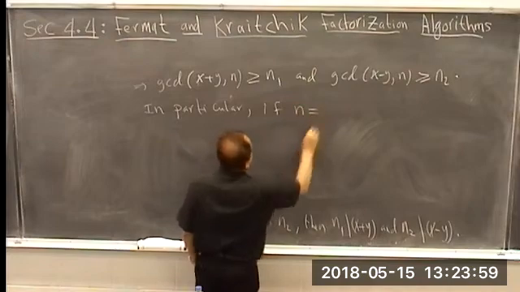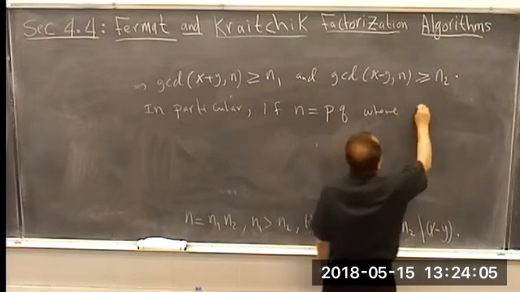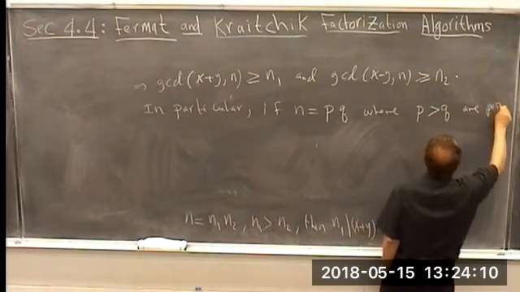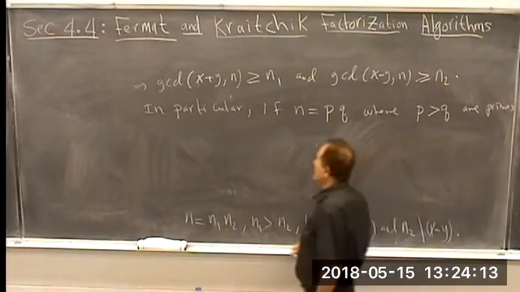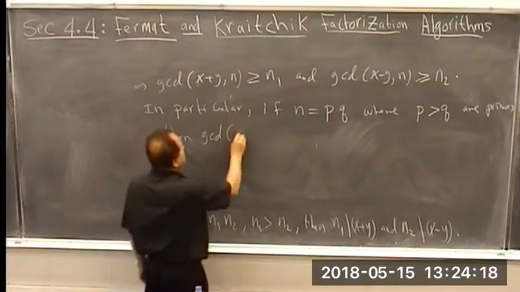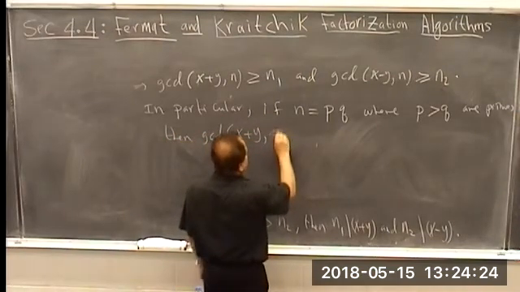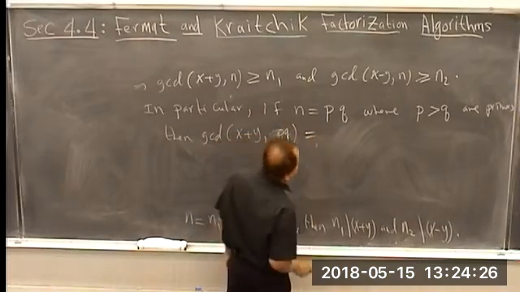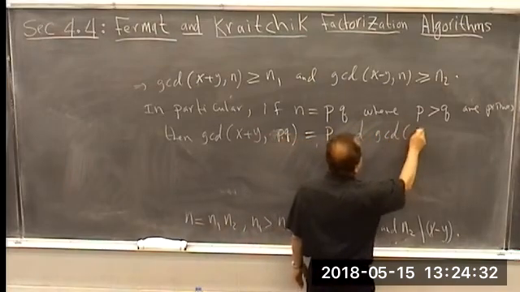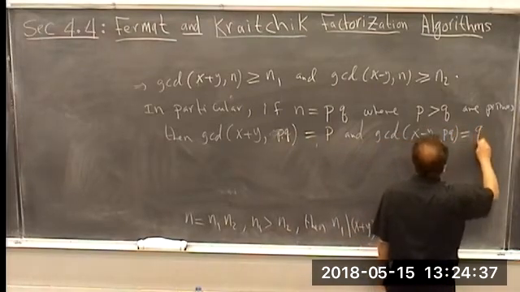if n is a product of two primes, PQ, where P is bigger than Q and both are primes, then the greatest common divisor of x plus y and PQ, remember PQ in here is n, is going to equal the larger prime, and the greatest common divisor of x minus y and PQ is equal to Q.